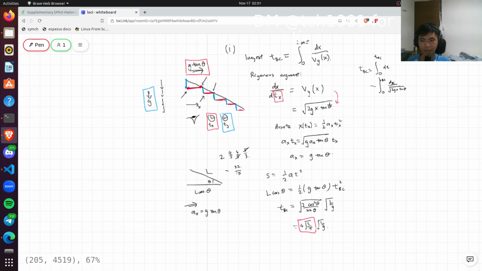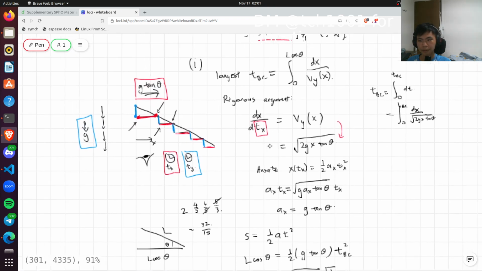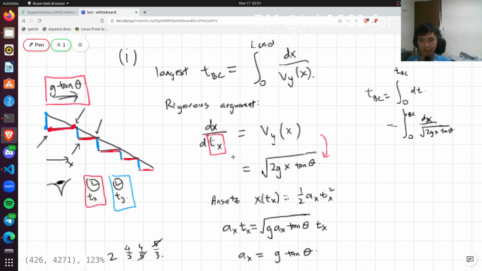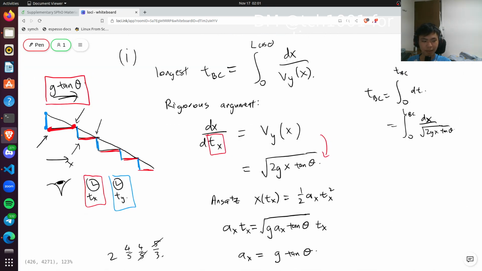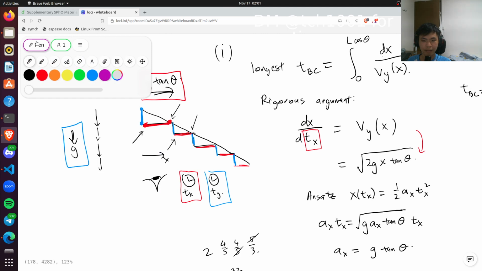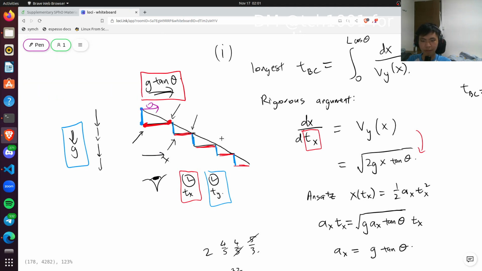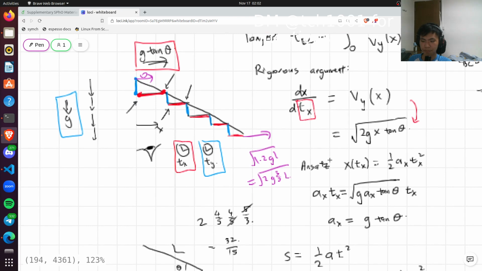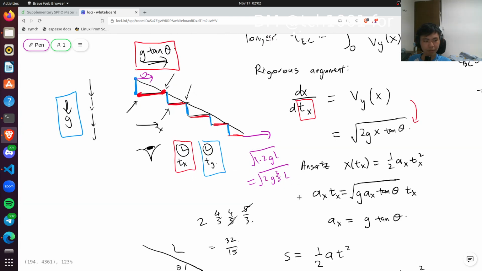Namely, I believe the suggested solution that you have in another PDF actually uses the average horizontal speed. It considers the horizontal speed at the start, which is 0, since initially there's no horizontal speed, and the horizontal speed at the end, which is square root of 1.2 GL, which is just equal to square root of 2g times 3 over 5 L. So you see them use the average horizontal speed.